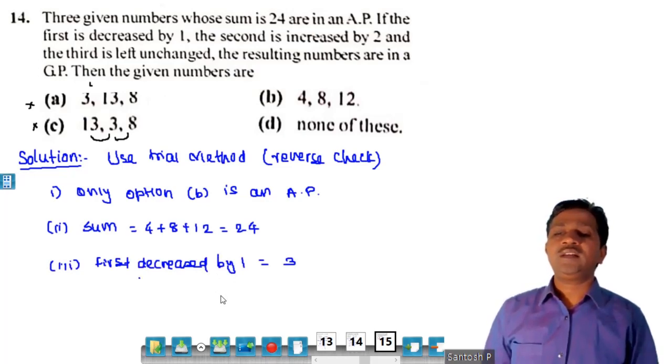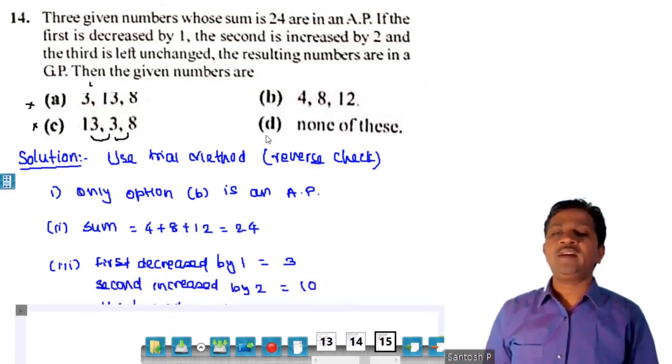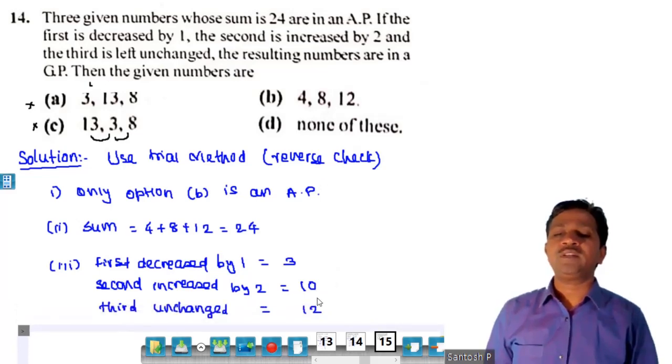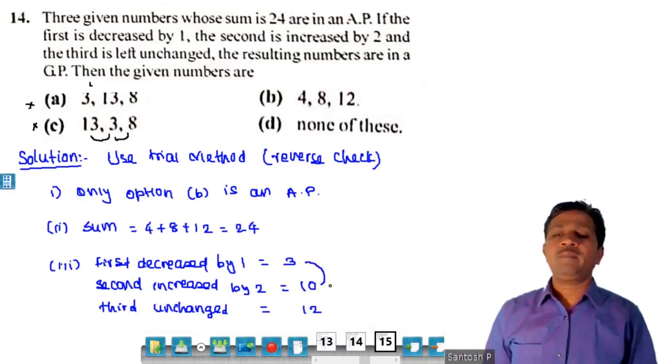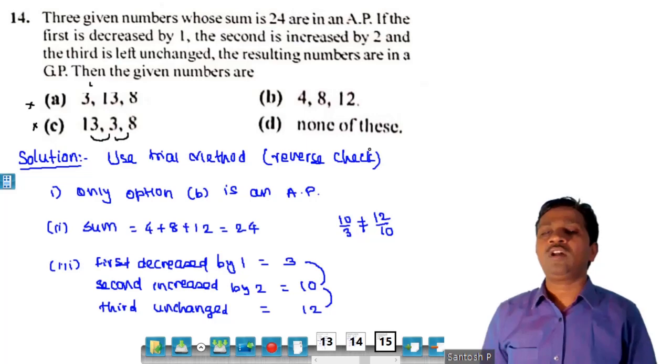Now let us see the last condition. It is given that the first term is decreased by 1. So in option B, if I decrease this first term by 1, I will get 3. The second is increased by 2. If I increase the second term by 2, I will get 8 plus 2, 10. And the third is kept as it is, meaning I will get 12. Then the resulting numbers are in GP. But if you check, the ratios 10 by 3 and 12 by 10 are not the same. The ratio of consecutive terms is not the same, and therefore this is not a GP, and therefore B is also not the answer.